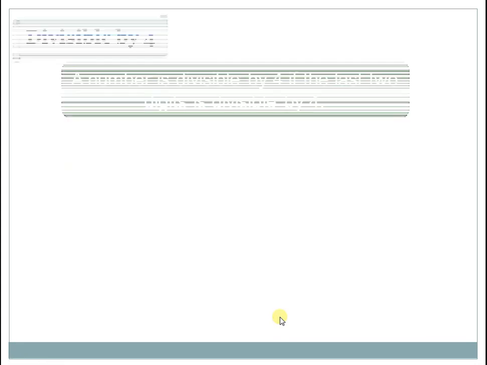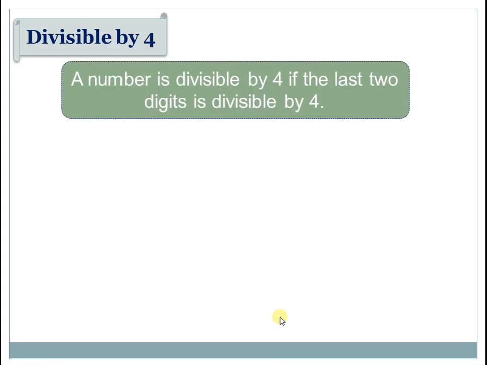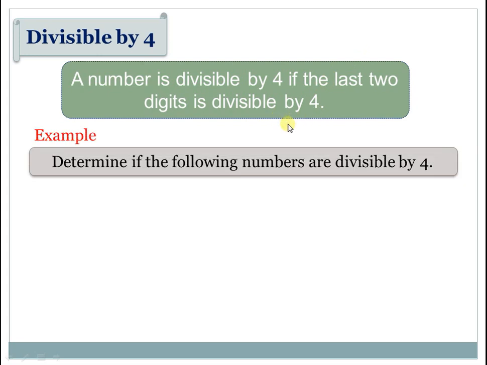Next, divisible by 4. To check if a number is divisible by 4, get the last two digits and check if you can divide it by 4. Now let's have the illustration.